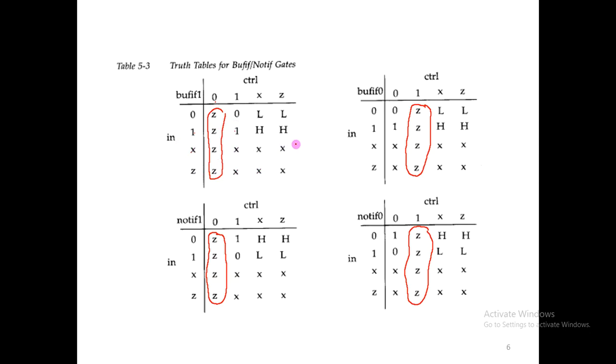So I already said, whenever your inputs are high impedance or unknown states, directly come to the conclusion that your outputs are unknown. The outputs cannot be predicted in that case. Only the unmarked things we will analyze. So when control is 1, notif is 0 to 1, 1 to 0, and here again inputs are X and Z, so it'll be unknown itself. Bufif0, same thing for when control is 0: 0 to 0, 1 to 1, notif0, 0 to 1, 1 to 0.